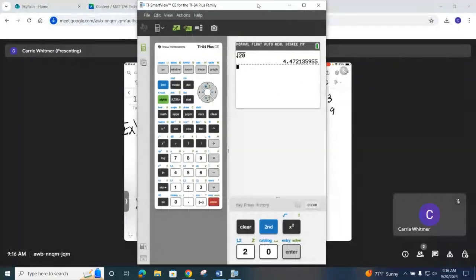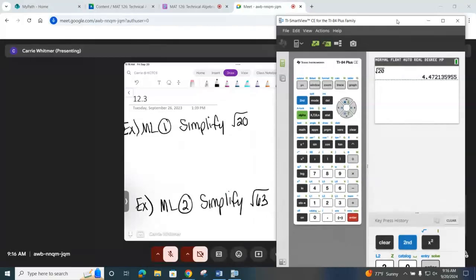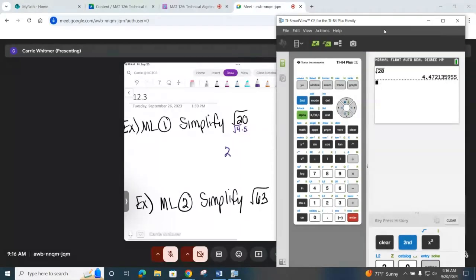Okay. So what I need to do instead is think of some factors that divide into 20 that do have square roots. In fact, I want the greatest factor. The first thing I think about when I'm thinking about factors of 20 is 4 times 5. 4 is a perfect square number. It has a square root of 2, so I write down the 2 in front of the radical. 5 does not have a square root, so it stays underneath the symbol. So radical 20 simplifies to 2 radical 5.